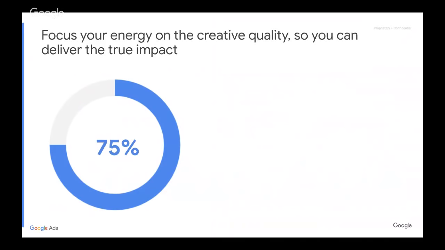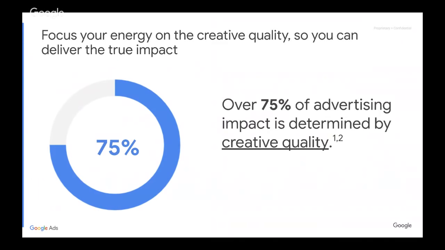And then 75%, some of you might wonder what this actually means. It already gives it a little bit away in the headline. We want people to focus more on the creative quality, which actually delivers the true impact. If we're looking at it, and these are not studies done by Google, it is more of an external study that has been conducted, we see that 75% of the advertising impact is actually determined by creative quality. So a good campaign stands or falls with the creative message that you're bringing towards a client.